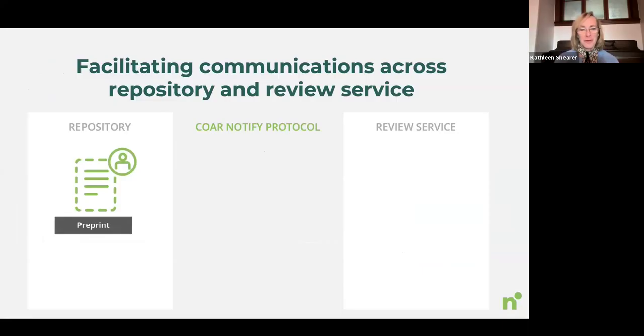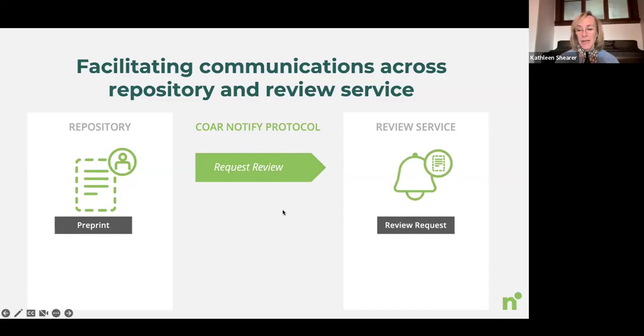I'll just briefly go through what it looks like on the ground. So an author would deposit a preprint, for example, in AfricArchive, and they knew of a review service that they wanted to request a review from. So they would press a button and a request for a review would be sent. The review service would receive the request and go and read the preprint in AfricArchive and decide whether they wanted to review it or not. And if they did, they would acknowledge the request.